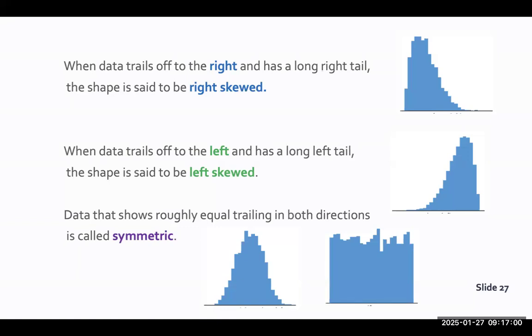We call this one a uniform distribution. So if we had bar graphs that look like this, if we put a line in the middle, the left and the right side would almost line up. So we call this a symmetric distribution or symmetric histogram.